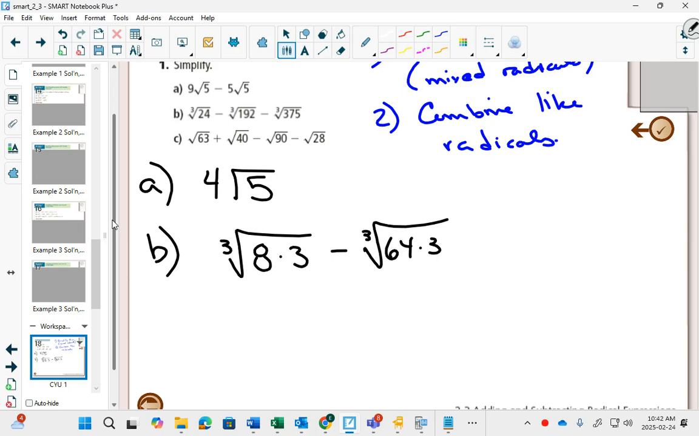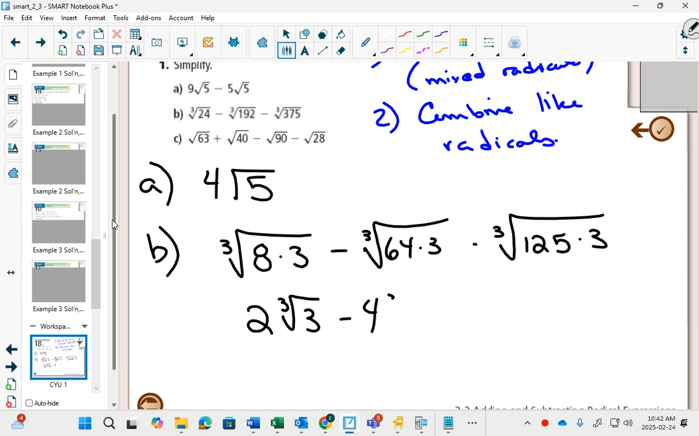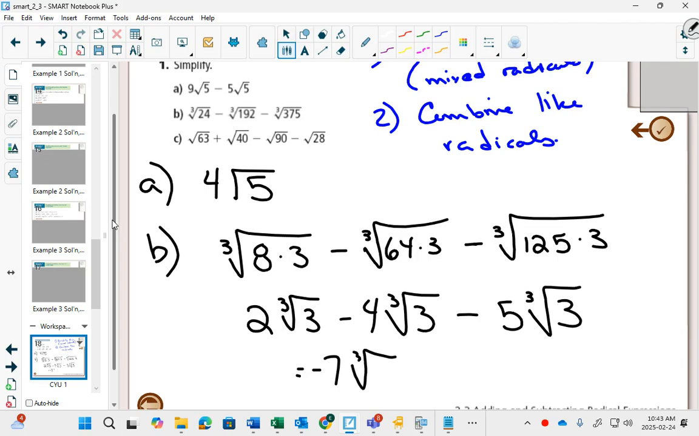And then the cube root of 375, 125 times 3. So in our powers chart, 5 cubed is 125. This allows us to say, I know the cube root of 8 is 2, so this becomes 2 cube roots of 3. I know the cube root of 64 is 4, so this becomes 4 cube roots of 3. And the cube root of 125 is 5, so this becomes 5 cube roots of 3. Now they are like radicals, so we can put them together, and we get -7 cube roots of 3.